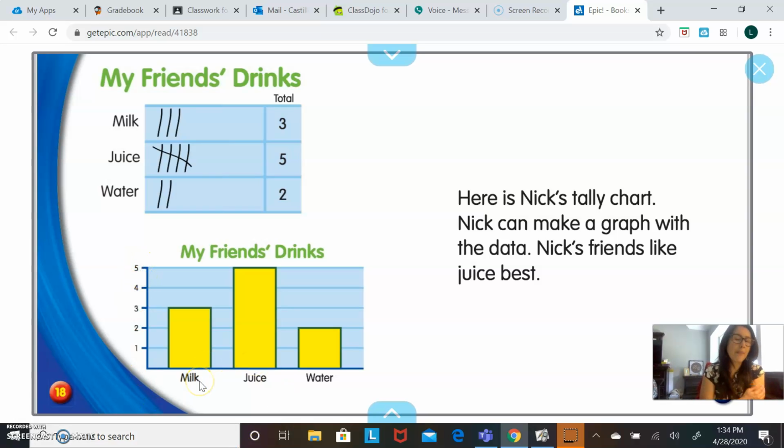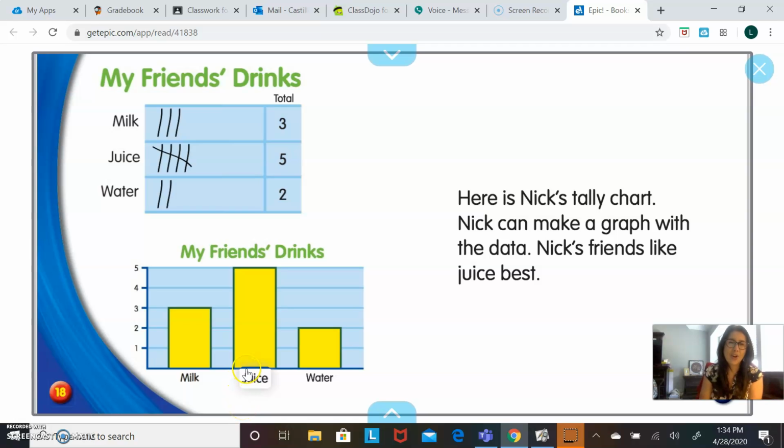And so if we were to analyze or interpret this bar graph, we could see that milk, see where it stops? 3, right? So 3 of his friends like milk. Juice, he went all the way up to the top to 5. That matches that. And then water, he went up to 2. So this is just a different way to represent the data that he collected. You can show it in a tally chart, and then you can use your tally chart to create a bar graph.